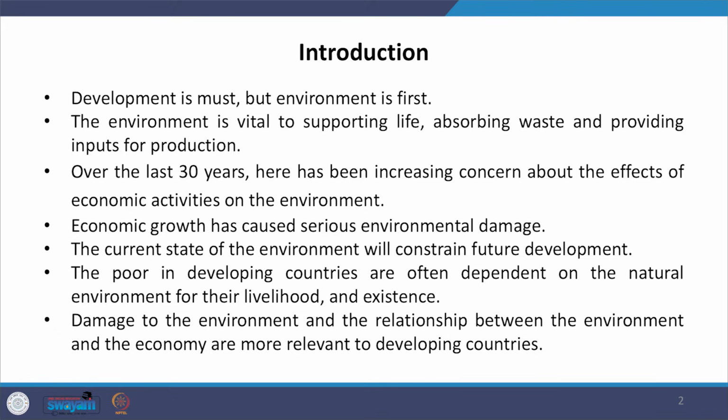I am not saying that these things are not relevant for developed countries. In developed countries, there are different kinds of issues related to environment degradation, but for developing countries, poverty, unemployment and livelihood are the major concerns which must be examined in relation to the economy and environment.